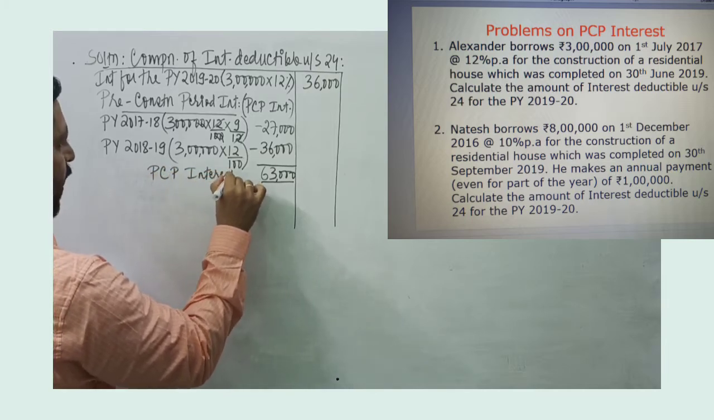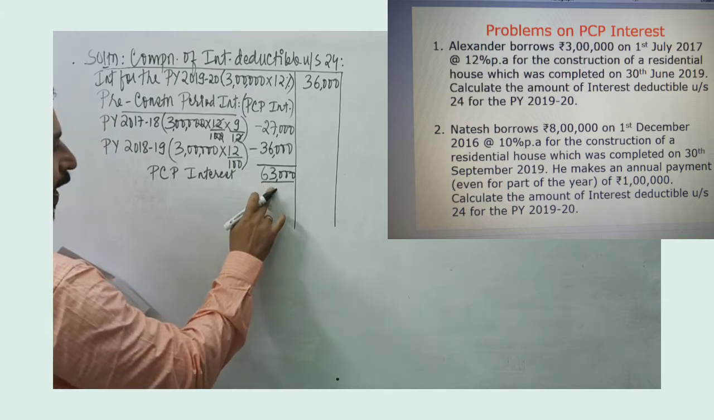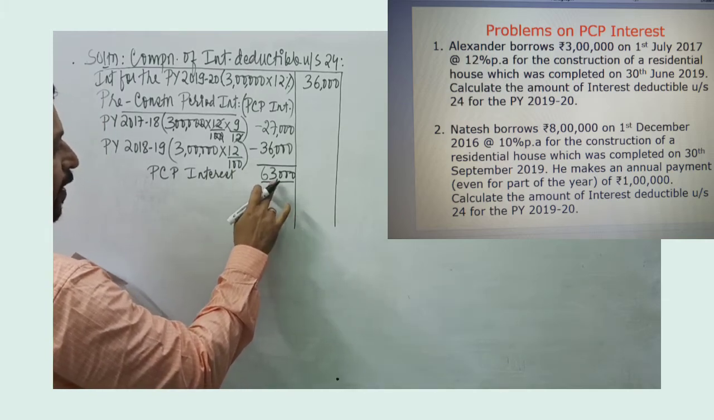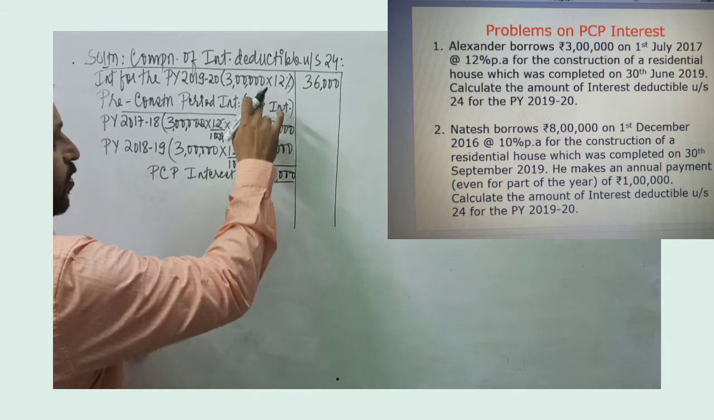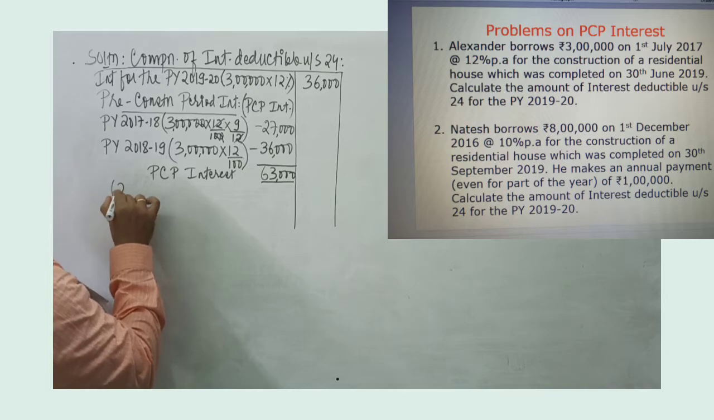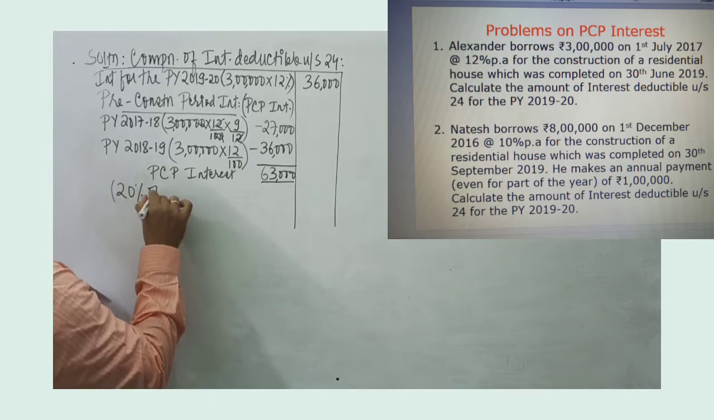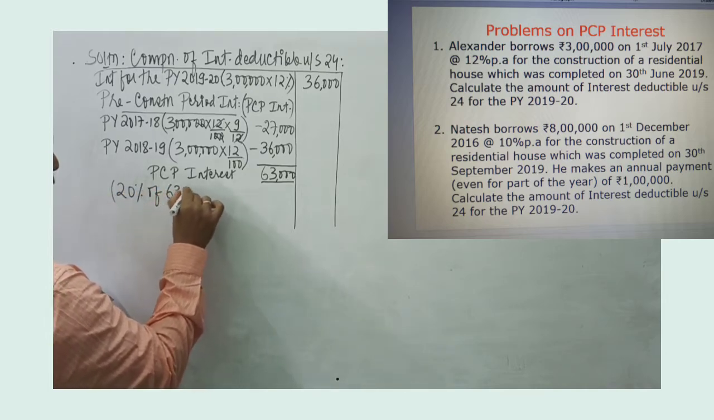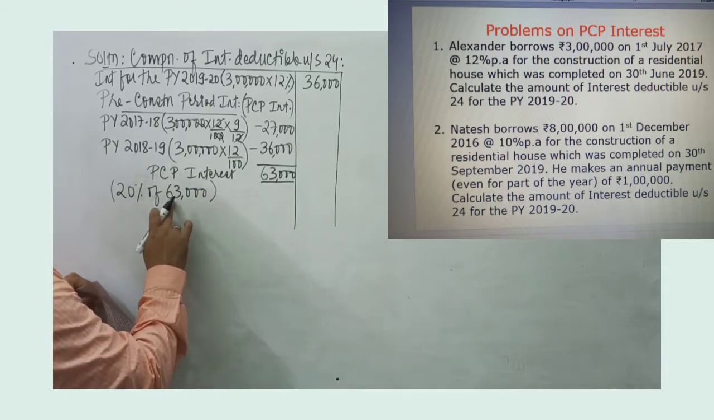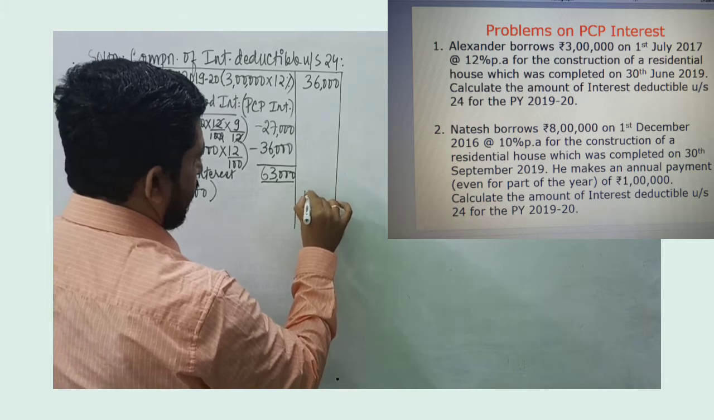And the rule is very clear. 20% or 1/5 of 63,000 will be written off starting from the year the construction is completed. So we take 20% of 63,000. 20% of 63,000 would work out to 12,600 rupees.